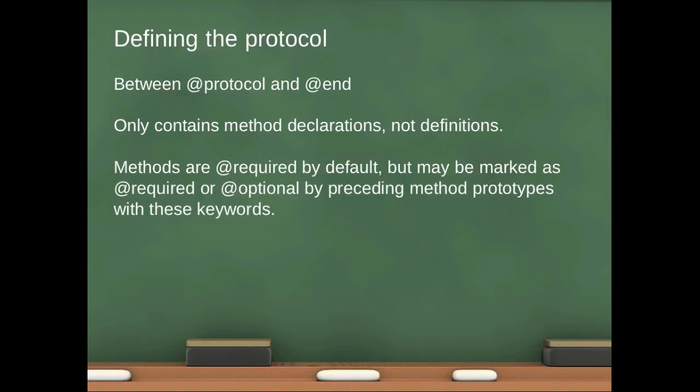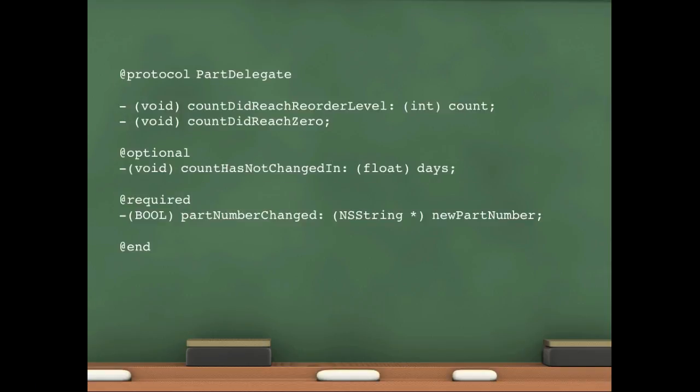So let's look at the definition of a simple protocol. Here I have a protocol called partDelegate. And we declare count did reach reorder level for a particular part with an integer value of count as a parameter that returns nothing. And we also declare count did reach 0. Now these two methods are required. In other words, the delegate is going to have to respond to these two methods if it adopts the partDelegate protocol.